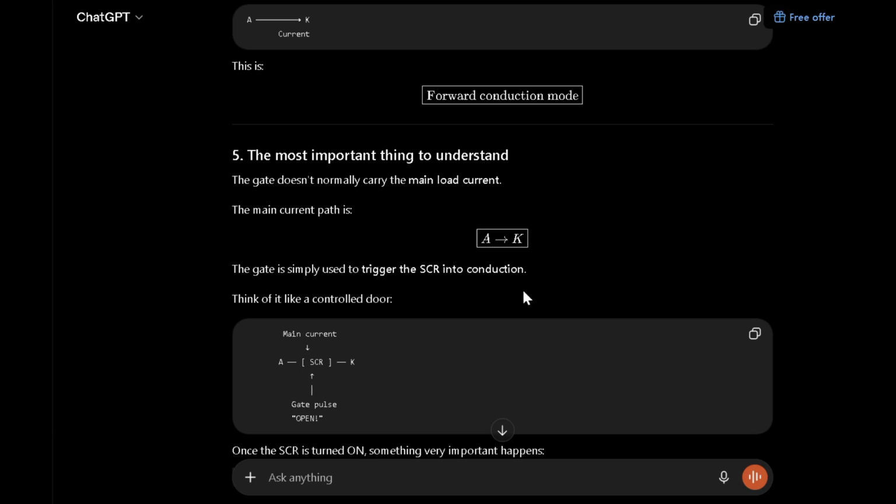So the gate is not adding an extra current to the ongoing current. It is simply a signal that tells the SCR whether to allow the current towards the ground or not. Think of it as a control node.